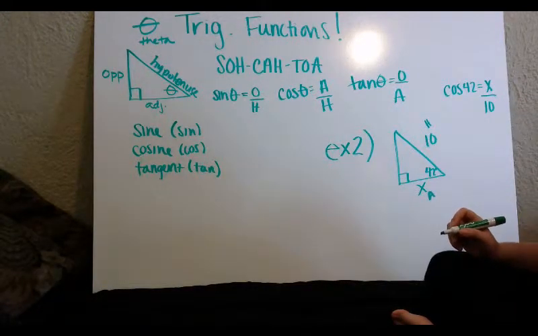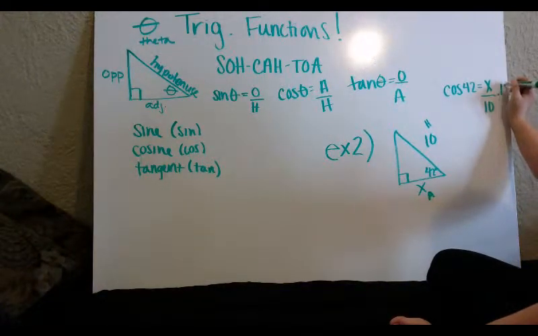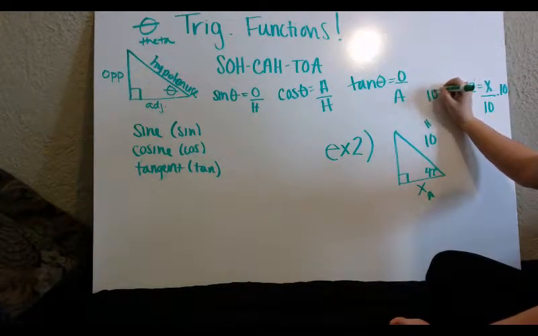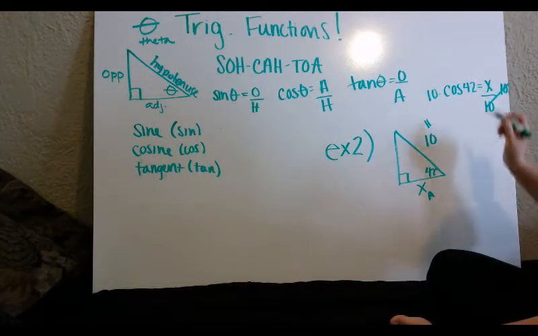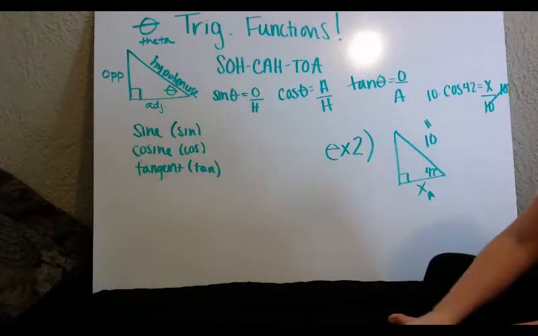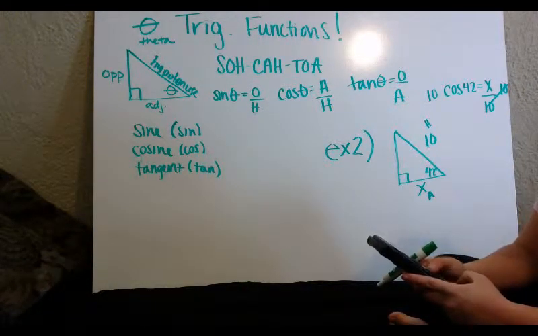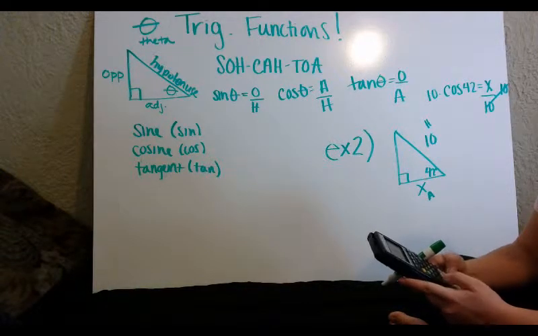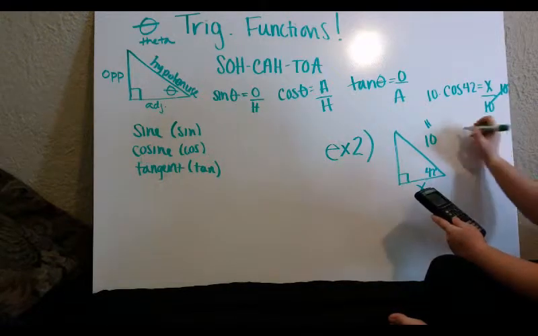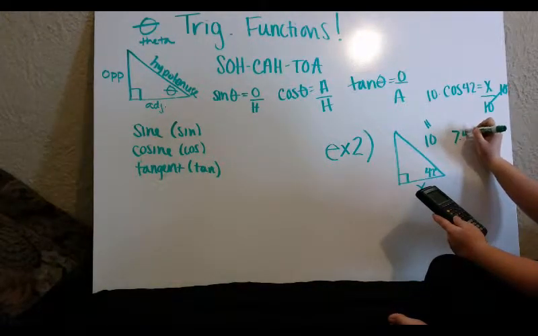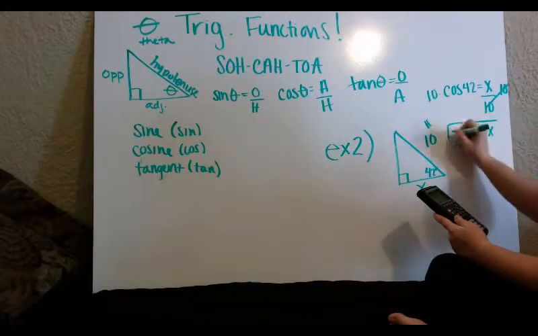So on this one, it's actually much easier to get x by itself. To get x by itself, you just need to multiply by 10 on both sides. And see how those cross out? So now in your calculator, you need to do 10 times the cosine of 42. And you should get, you have to round your answer. We're going to round to 2 places. 7.43 is equal to x.